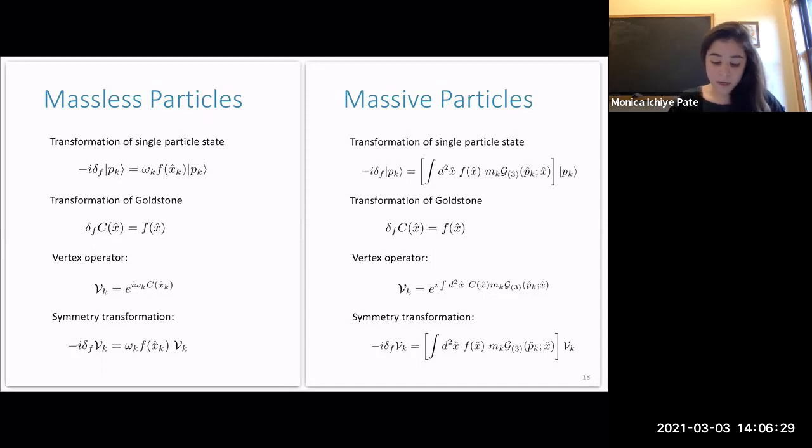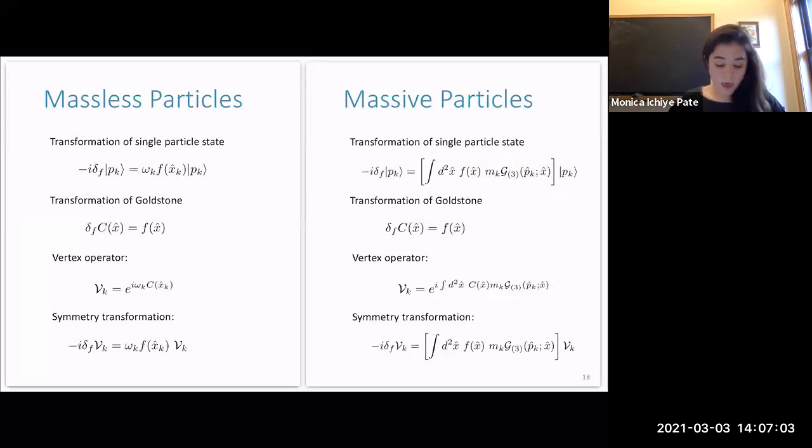So in particular, we can compare, recall, the transformation of single particle states. In the massless case, we found that it was this local function of f, whereas in the massive case, we had to convolute it against this bulk to boundary propagator from a point associated to the massive time-like momentum to the boundary, which is a sphere.